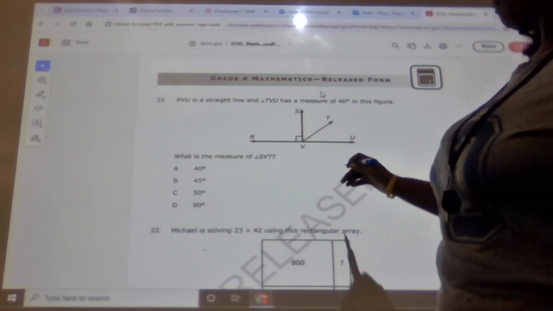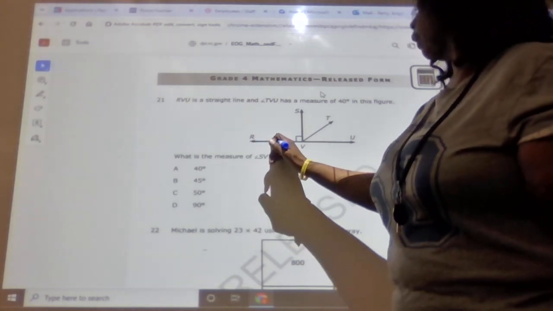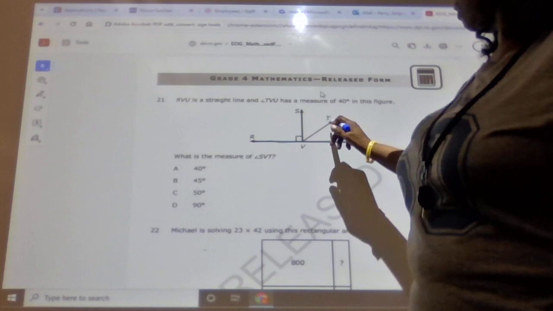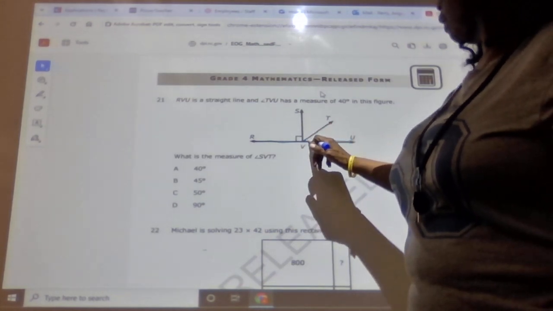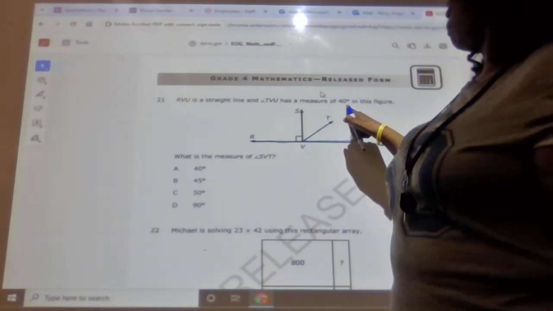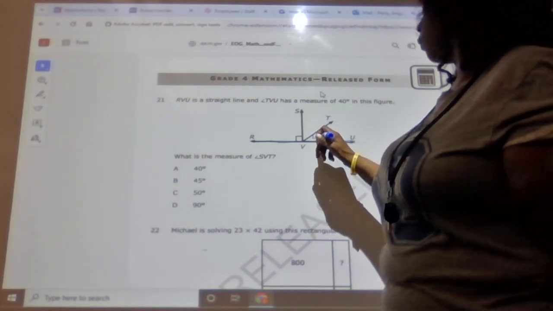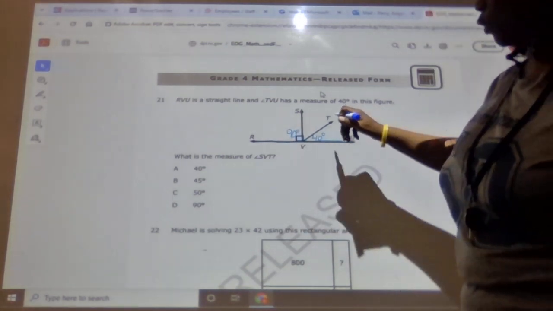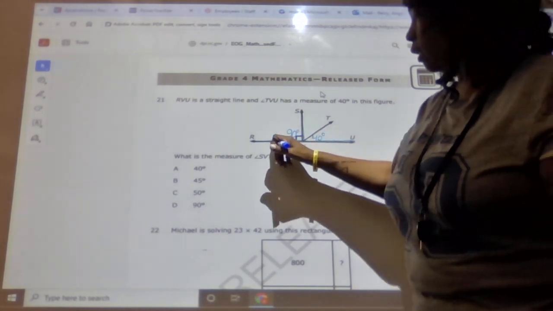So RVU is a straight line that equals 180. We know that. And TVU has a measure of 40 degrees. So right here is 40 degrees. We know this right here is what? 90, because we talked about it. They have that box. That's its way of telling us that is a right angle. So we know this right here is a right angle.